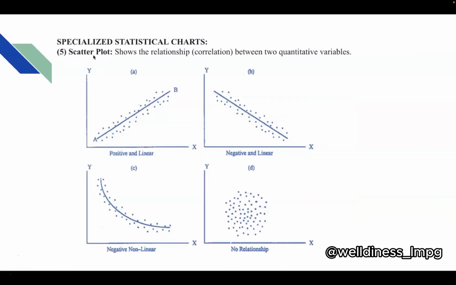So now another one is what? Scatter plot, which shows the relationship (correlation) between 2 quantitative variables. So when it is facing the right-hand side, we say it is positive and linear. When it is facing the left-hand side, we say it's negative and linear. When it's slanty like this, we say it's negative non-linear. And when it's just scattered like this, we say it has no relationship.